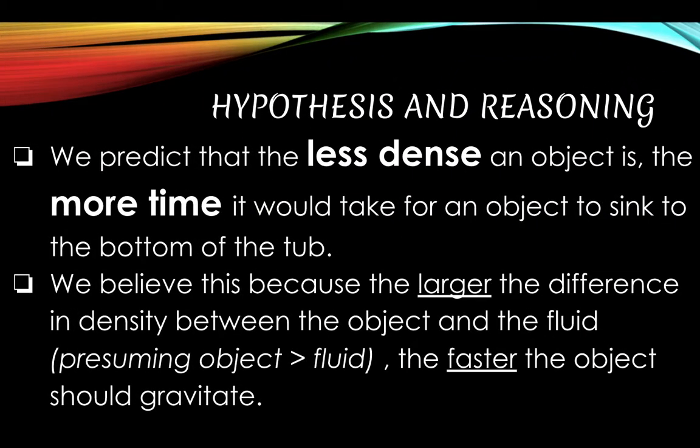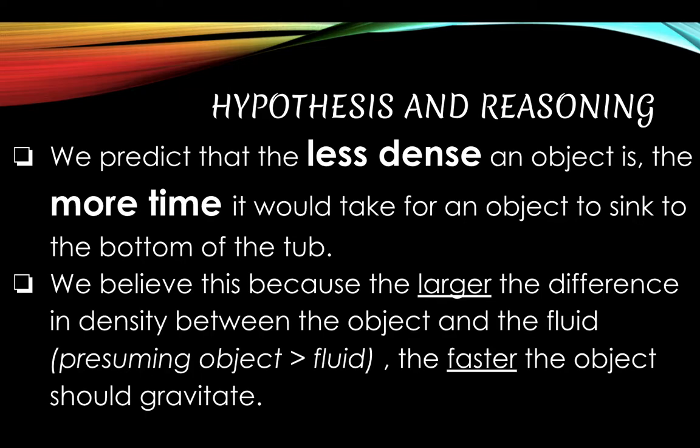So here's our hypothesis and why we think this way. For our hypothesis, we predicted that the less dense an object is, the more time it should take to sink to the bottom of the tub. By less dense, we do not mean that the object will have a density of lesser than 1. We mean that if the object has a density of greater than 1 but very close to it, it will still sink but it will take a relatively long time compared to another object a lot more denser than water.